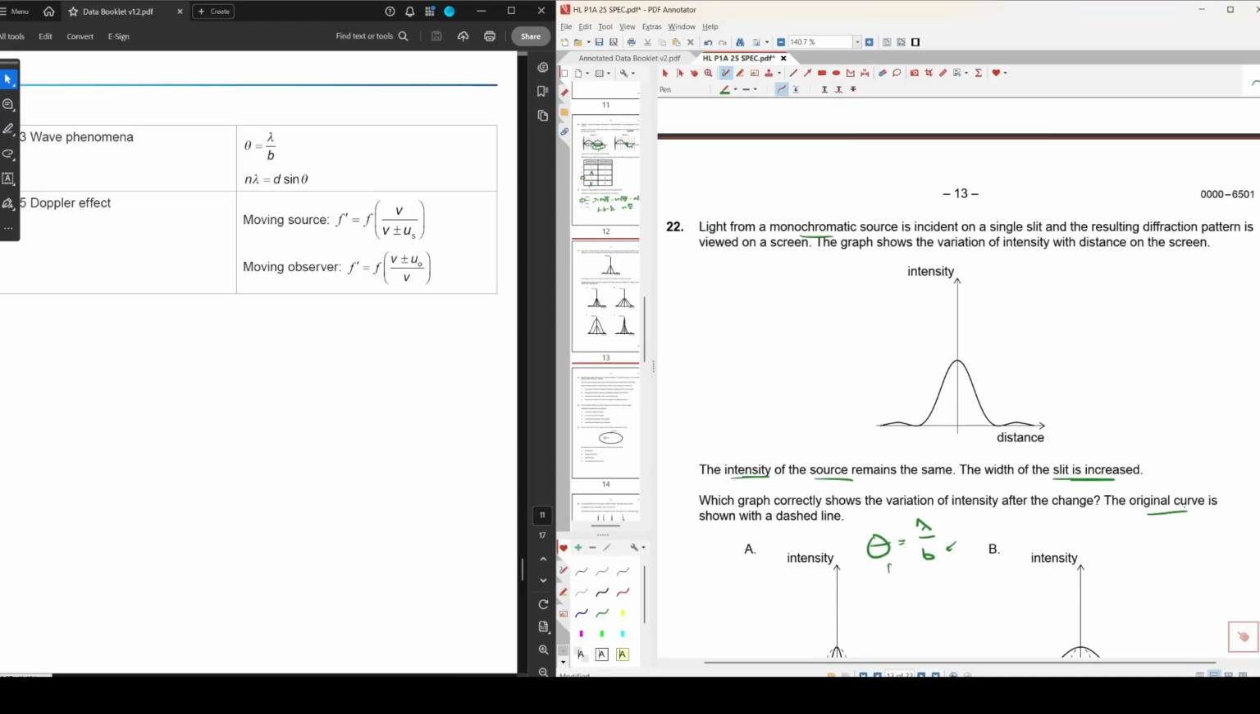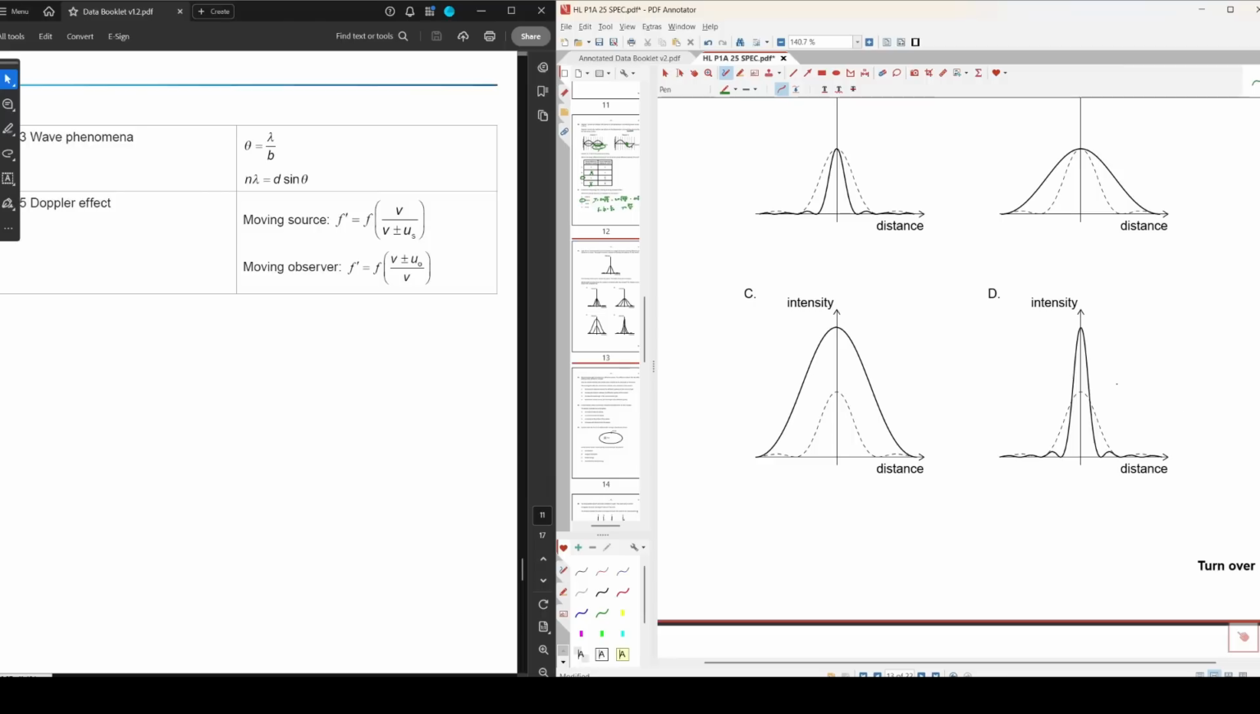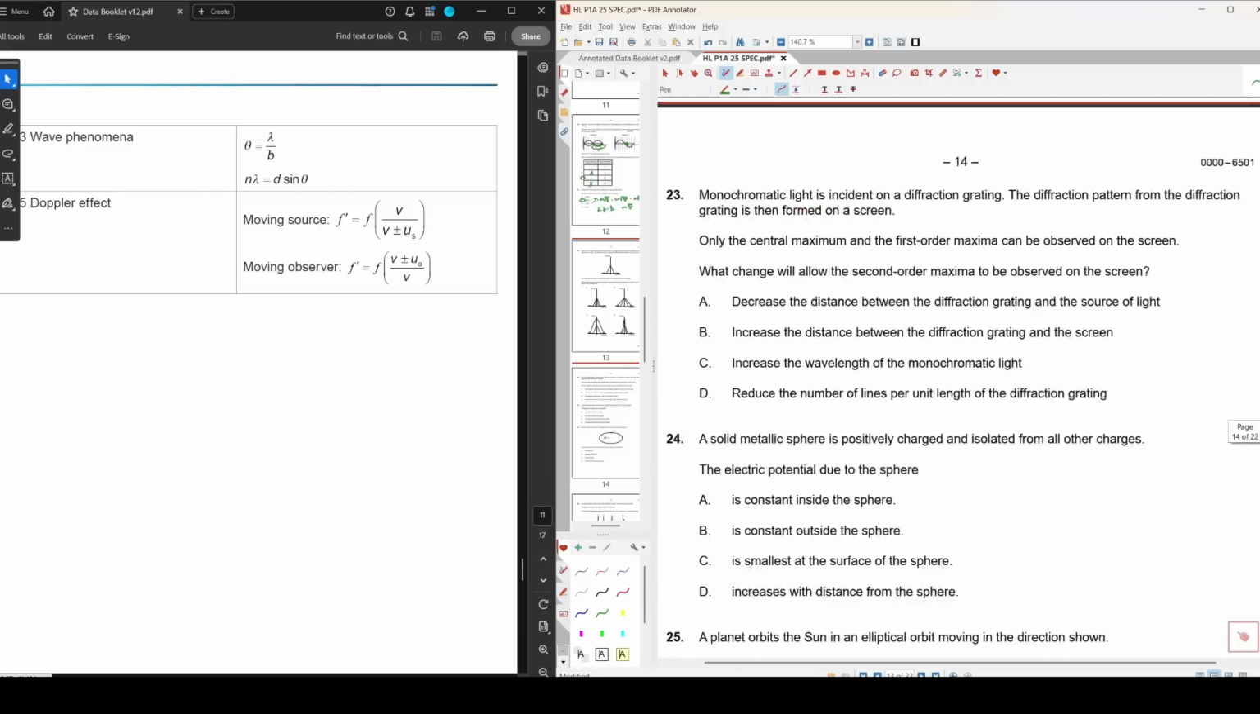Oh, the original curve is shown with a dashed line. So it's got to be taller than the dashed line. It's going to be D. Same amount of energy in a smaller space, it's going to be brighter. All right.